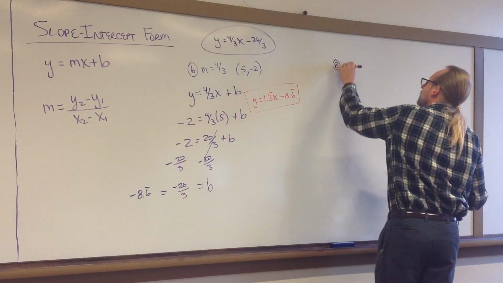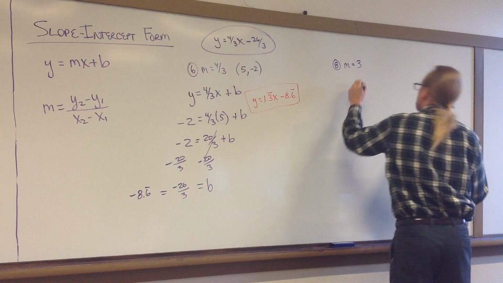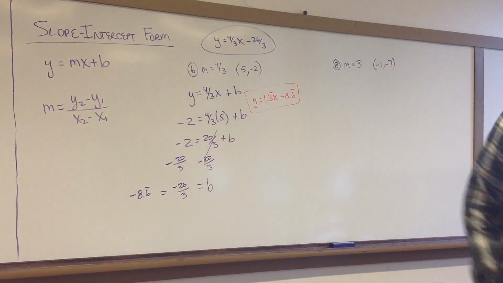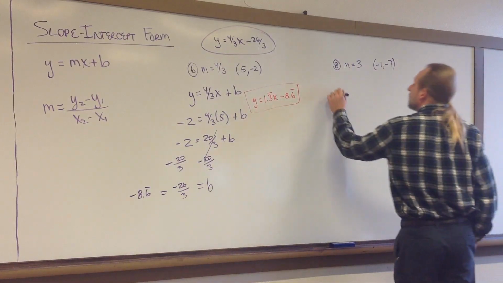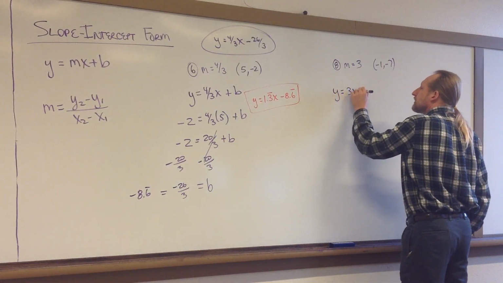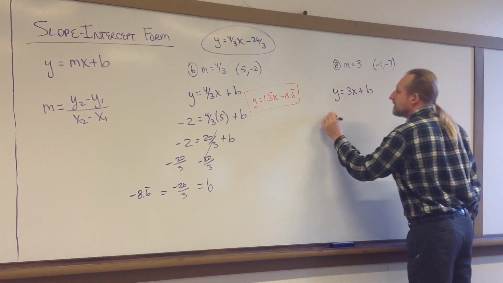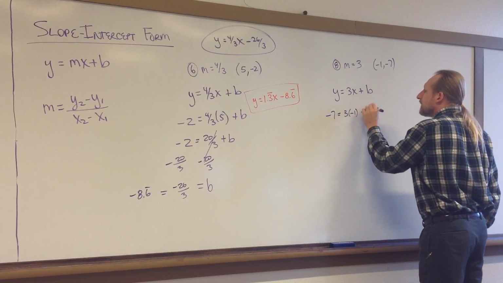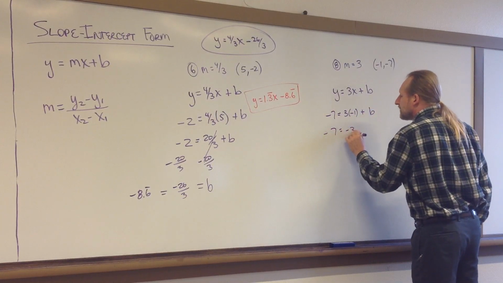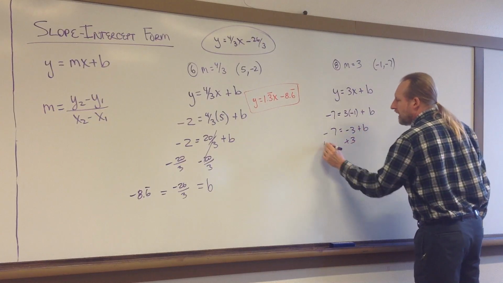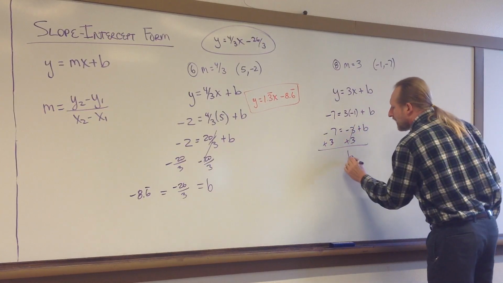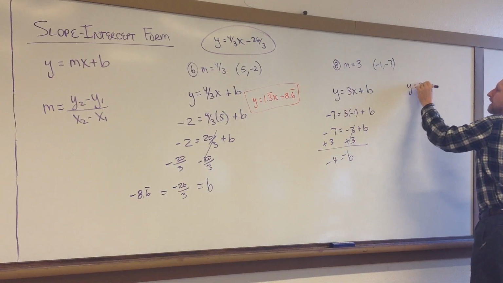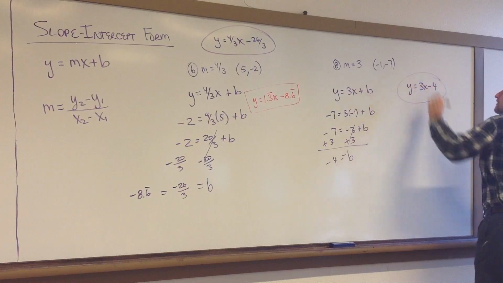M equals 3, and passing through the point -1, -7. So, let's see here, y equals 3x plus b. Then we'll plug in the -7 for the y and the -1 for the x. So -7 is -3 plus b. And then we add 3 to both sides. So b is -4. So our answer here is y equals 3x minus 4.